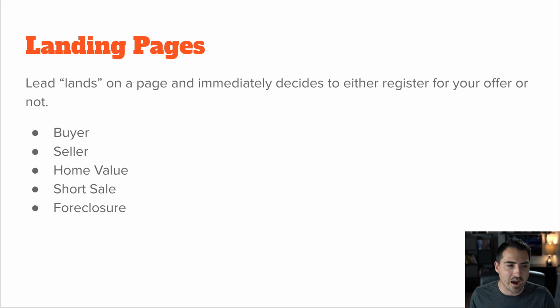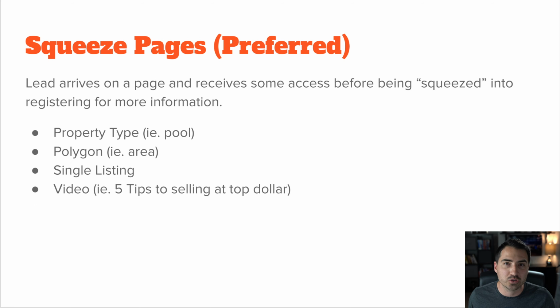You've probably seen buyer landing pages, seller landing pages, home value landing pages, short sale landing pages, and foreclosure landing pages. Those are just a couple of examples of the different types of landing pages you might see. Then the next one we're going to talk about is my preferred one, which is squeeze pages. The beautiful thing about kvCORE is you can do both of them. I'm going to jump into my kvCORE after we get through the slides and share some of the things that I use and how I use kvCORE to create these.